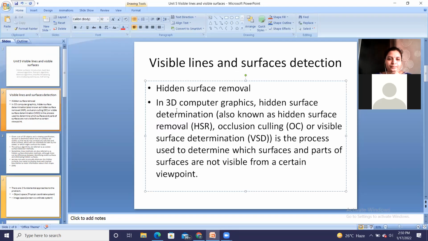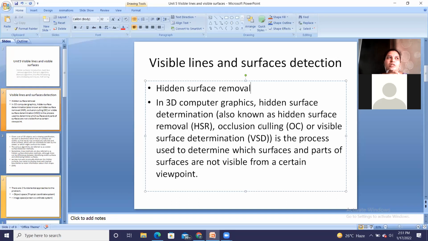Now we will see in detail. In 3D computer graphics, hidden surface determination, that is HSD or HSR, is also known as hidden surface removal, HSR, or it is also called occlusion culling. Occlusion means what? Overlapping. So removing the overlapping is nothing but occlusion culling.